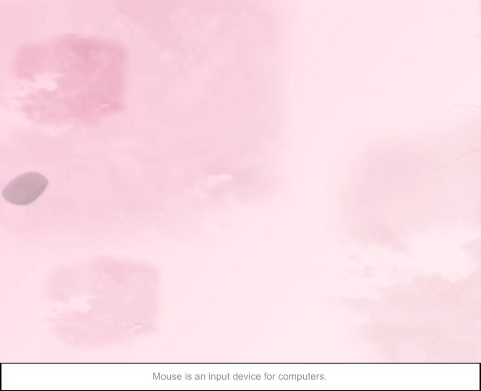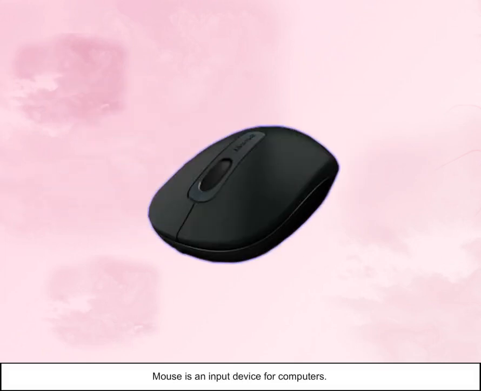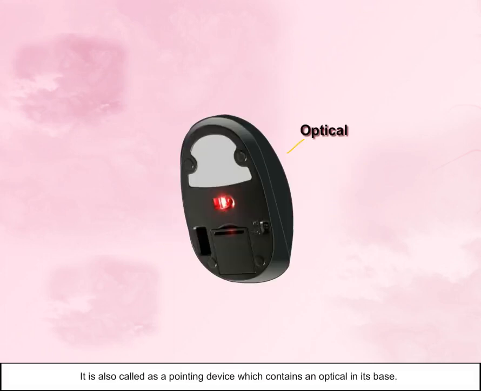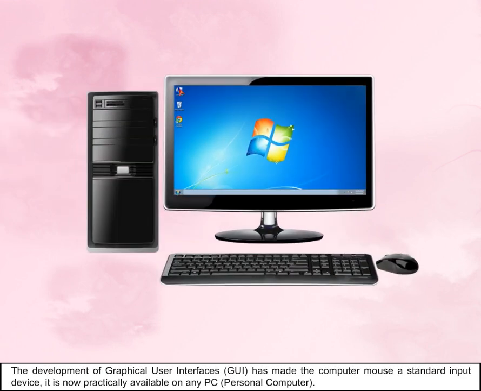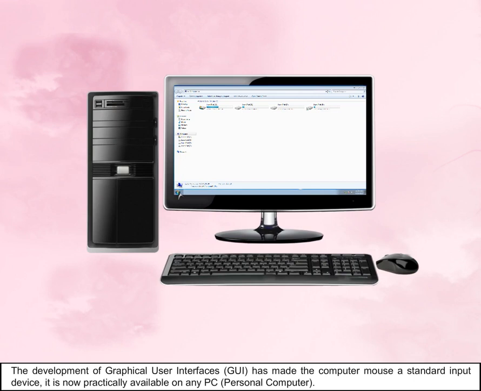Mouse. Mouse is an input device for computers. It is also called a pointing device, which contains an optical sensor in its base. The development of graphical user interfaces, GUI, has made a computer mouse a standard input device. It is now practically available on any PC, personal computer.